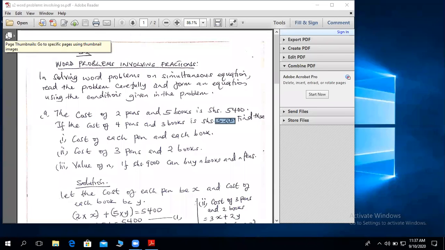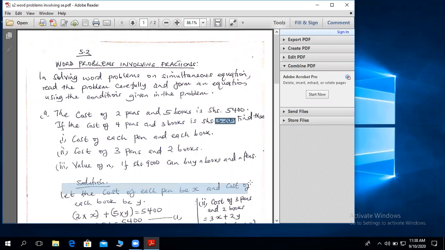And here is when we use the knowledge of simultaneous equations. I warned you there. I told you, someone who cannot solve a simultaneous equation will find problems in mathematics always. So take this chance and use it very well. So how should we begin? Since we don't know the cost of pen and the cost of book, I have begun by saying let the cost of each pen be X and the cost of each book be Y.